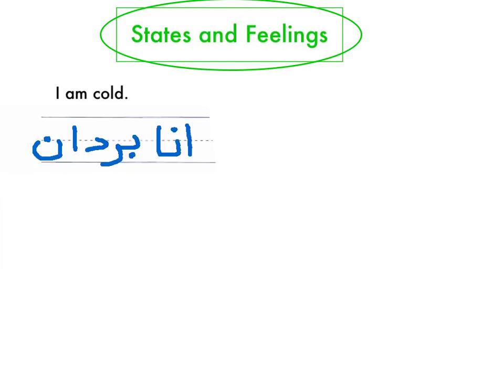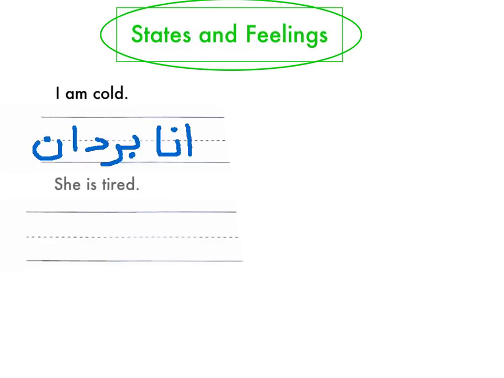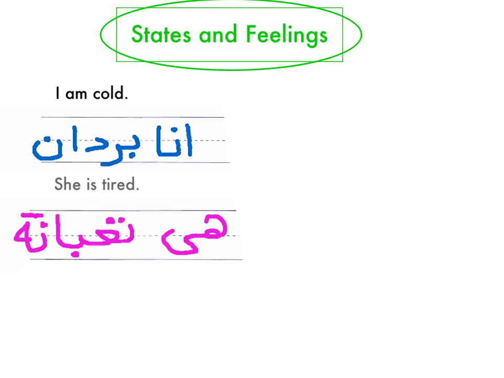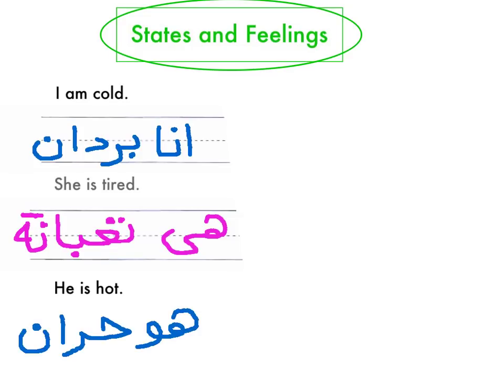States and feelings. If you're a boy and you want to say I'm cold, you would say أنا بردان. And if you're a girl, you would say أنا بردانة. As we covered earlier, you add just ta marbuta to the end of the adjective. How do we say she is tired? We would say هي تعبانة. And in Fusha, we say تعبانة. And if you want to say he's hot, you say هو حران.